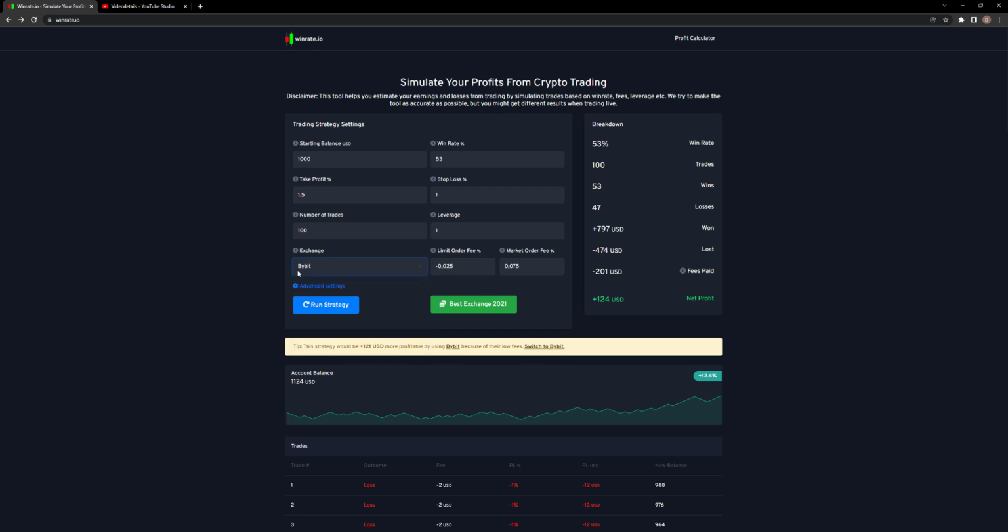But if you use the exchange of BYBIT, it would have been way higher. If you would have used limit orders, because you get your fees back, you even earn money with the fees. So yeah, it's pretty good. If you use a leverage of 10 by default, for example, you would have earned 3k.